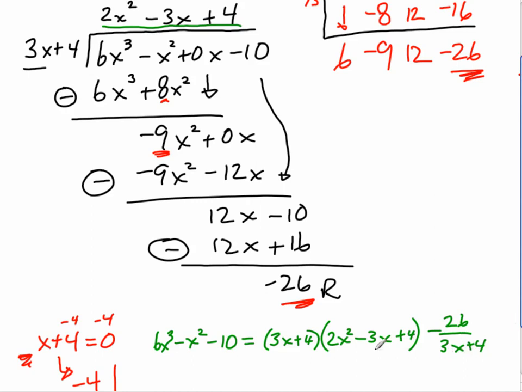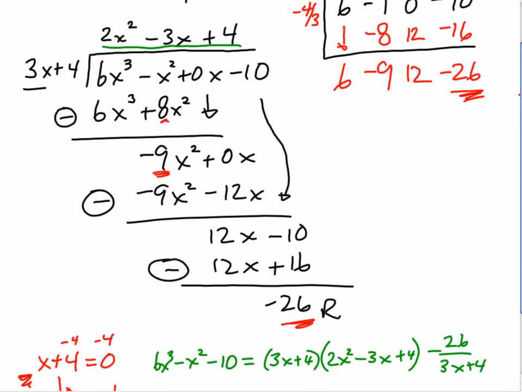Now notice that this answer here is slightly different than the answer I'd have had up here. This one up here I would have had x plus 4/3. That's what I'd get from here. And then I'd have 6x squared minus 9x plus 12, plus or minus my remainder of 26 over the x plus 4/3.